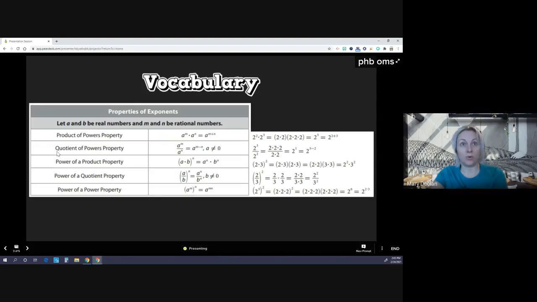The second one, quotient of powers property. We just looked at product of powers, and we're looking at quotient of powers. So we were multiplying powers, and now we're dividing powers. Again, we have the same base. A is the common base.